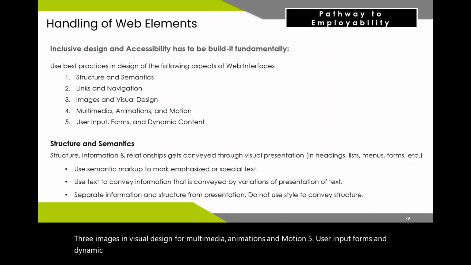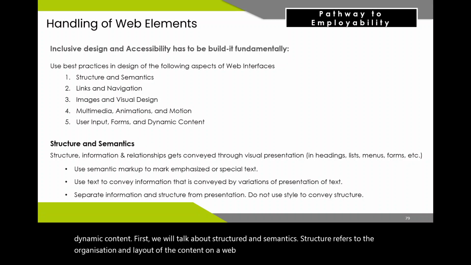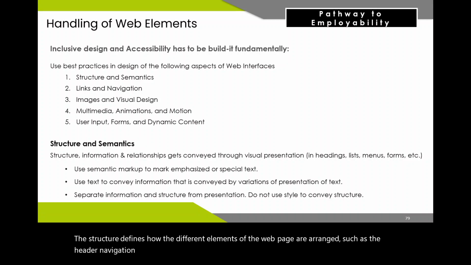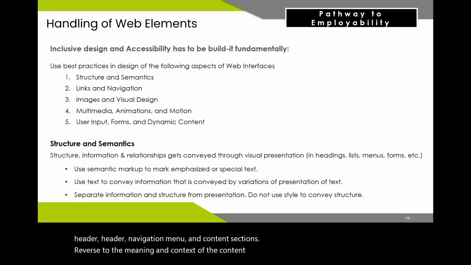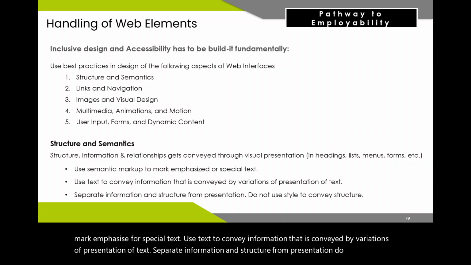First we will talk about structure and semantics. Structure refers to the organization and layout of the content on a web page. The structure defines how the different elements of the web page are arranged, such as the header, footer, navigation menu, and content sections. Semantics refers to the meaning and context of the content on a web page. Use semantic markup to mark emphasized or special text. Use text to convey information that is conveyed by variations of presentation of text. Separate information and structure from presentation. Do not use style to convey structure.